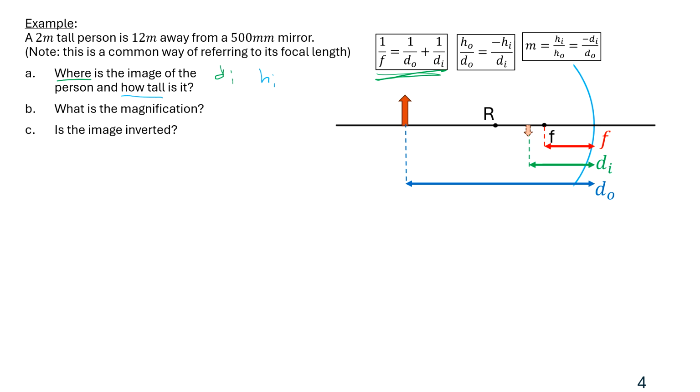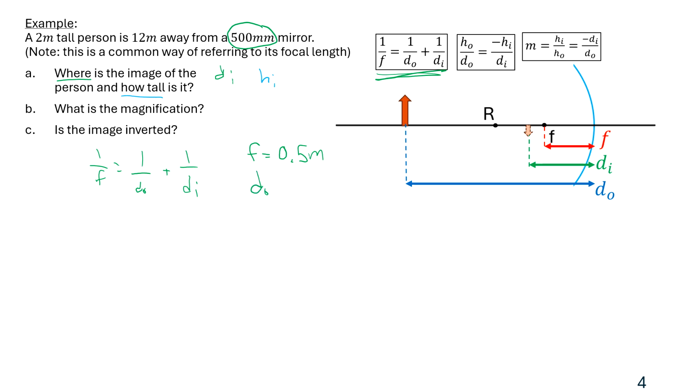We have everything we need in the first equation: 1 over F equals 1 over DO plus 1 over DI. So let's confirm here. F, do we have an F value? F is the 500 millimeters or 0.5 meters. Right here, by saying that it's a 500 millimeter mirror, that is saying that F is 500 millimeters for that mirror. DO is the object distance.